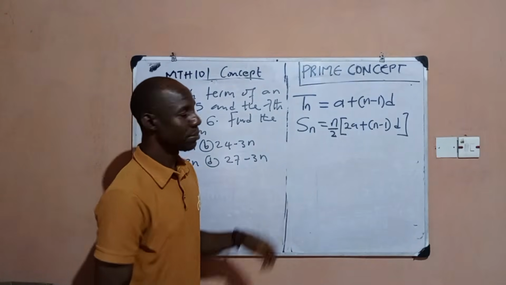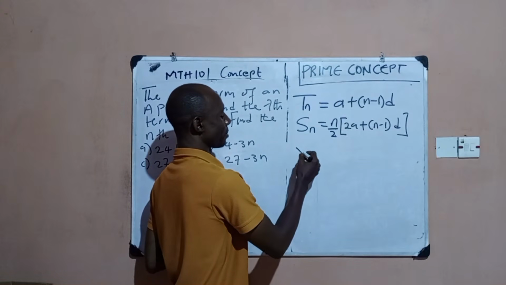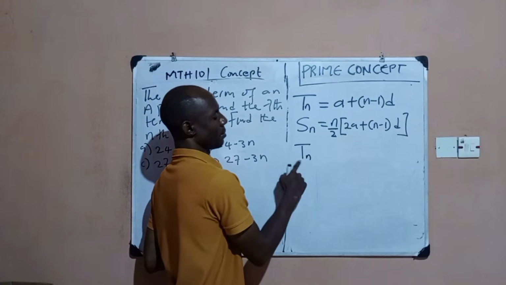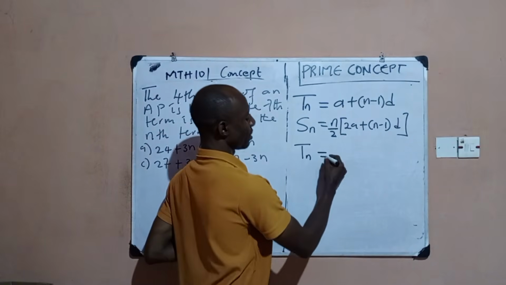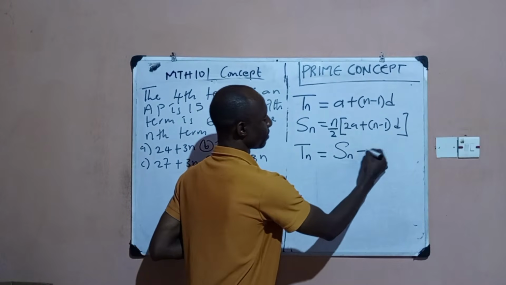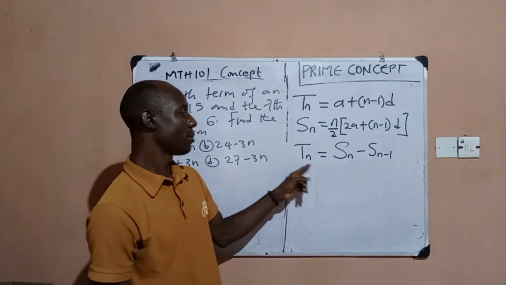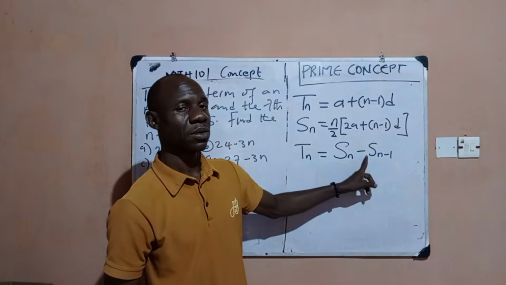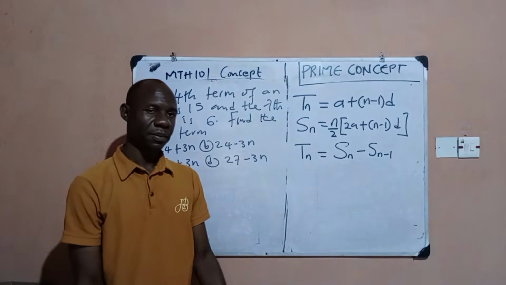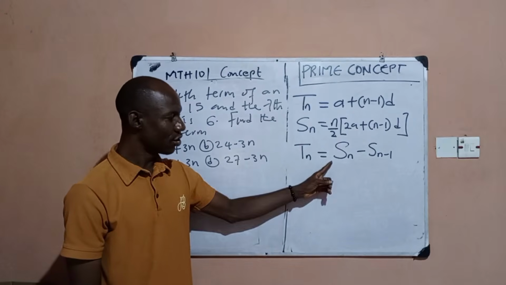So these are basically what you need to know. You should also know that nth term can also be gotten from Sn, that is sum of n terms, minus sum of n minus 1 terms. So if you want to find nth term, you get the sum of n terms and subtract the sum of n minus 1 terms from it. Is that clear to you? Let me help you understand this.